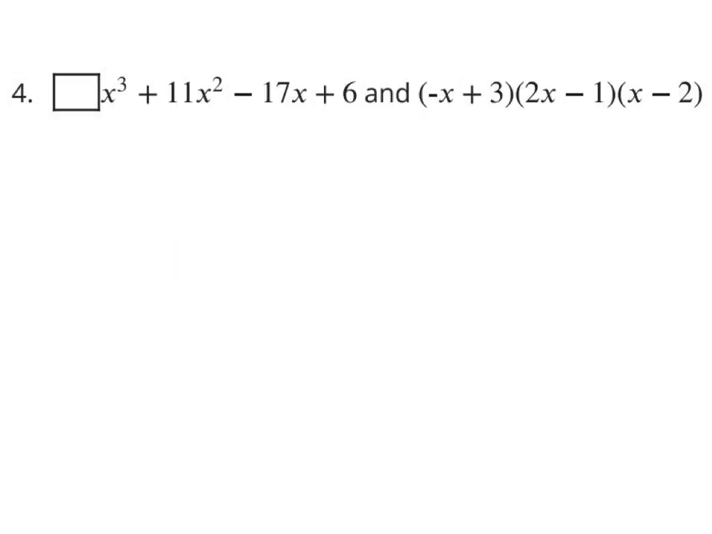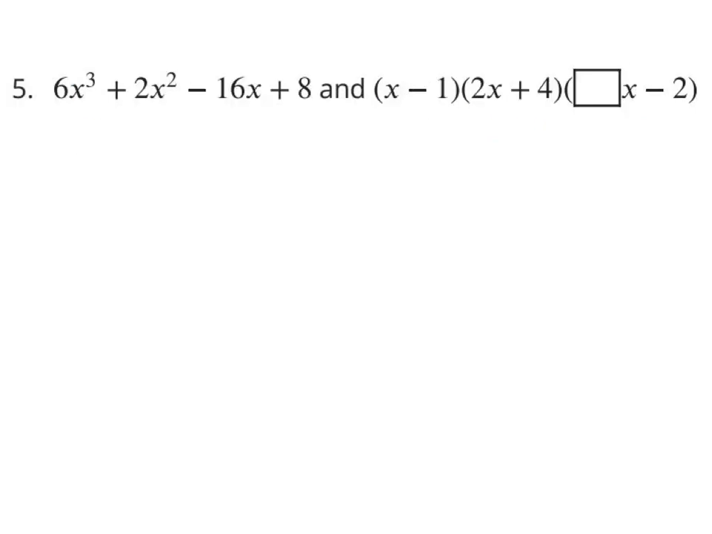Okay, let's look at the next one here. This one has a leading coefficient in front of x cubed. So the only thing I have to worry about is my leading coefficients. I have negative 1 times 2 times 1, which gives me negative 2. And that goes in the box. Okay, same concept for this one. I have 1 times 2 times this number, which equals 6. I know that 2 times 3 is 6, so this number has to be 3.